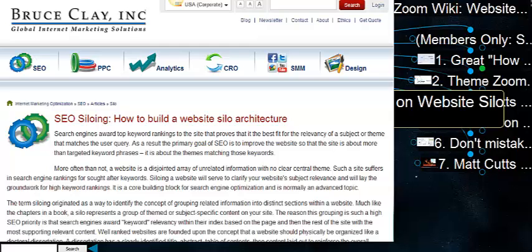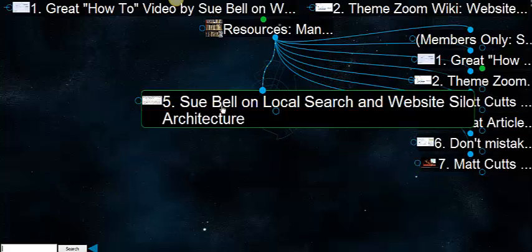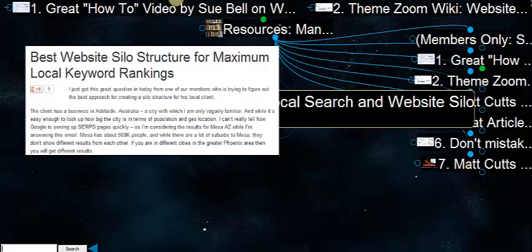I learned this concept and the theory behind this concept early on in 2005. And then I brought it to Sue Bell, who then automated the process through technology, through our programming, through Kraken.